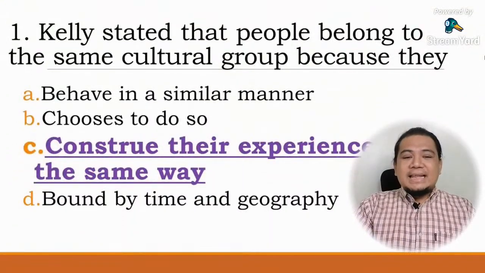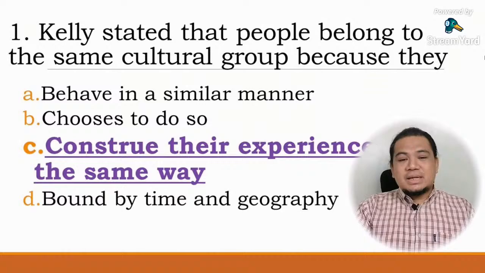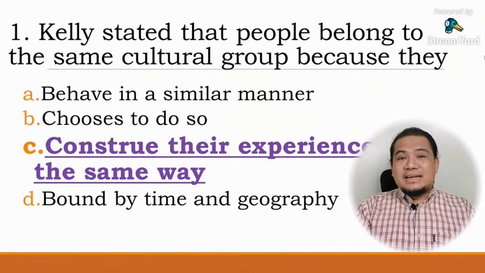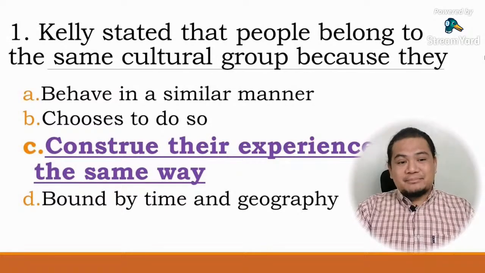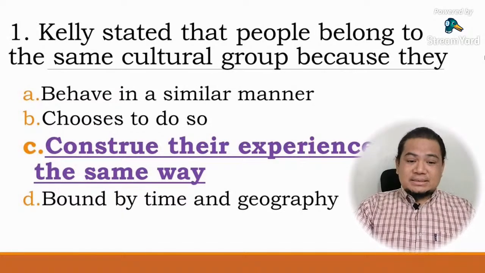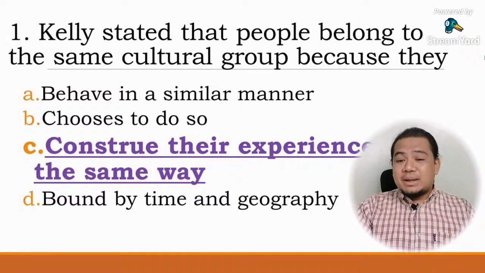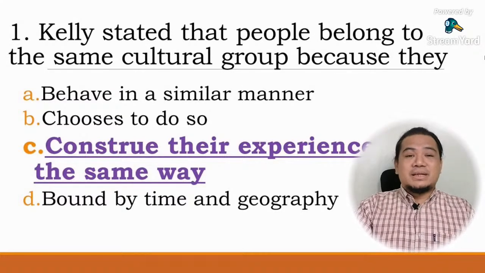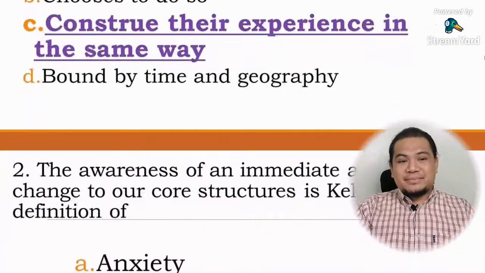Number 1. Kelly stated that people belong to the same cultural group because the answer is letter C. They construe their experience in the same way. In social processes, people belong to the same cultural group not merely because they behave alike, nor because they expect the same things of others, but especially because they construe their experience in the same way.